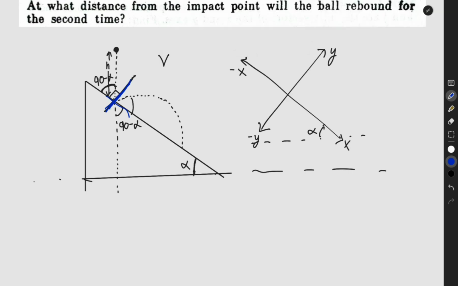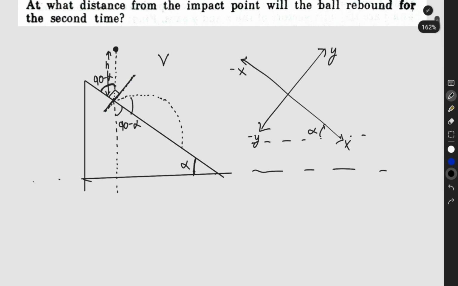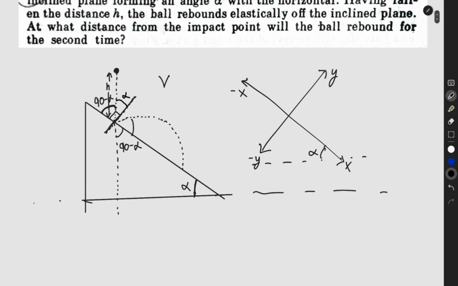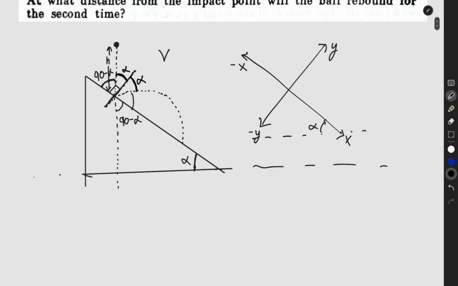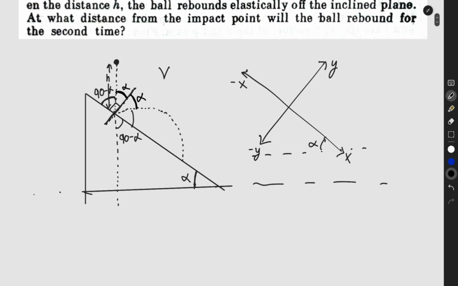This line and this line, they are at 90 degrees to each other. Alright? So, if this is 90 minus alpha, then this should be alpha, because these two angles together should make 90 degrees. Now, because this is an elastic collision, the angle of incidence of the ball, which is this angle, should be equal to this angle, which is the angle of reflection. So this angle should also be alpha, because this is an elastic collision.